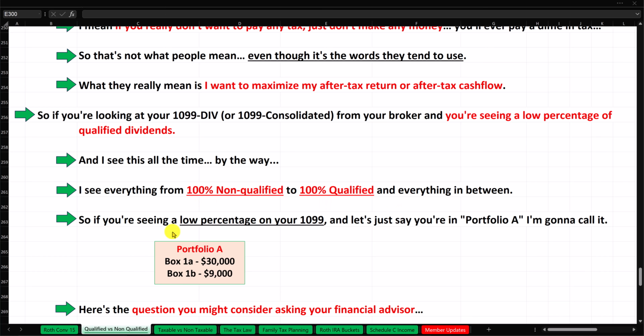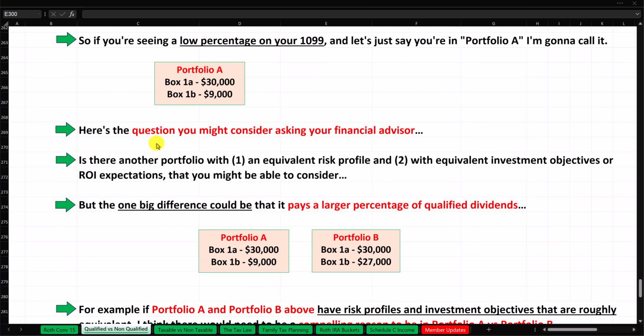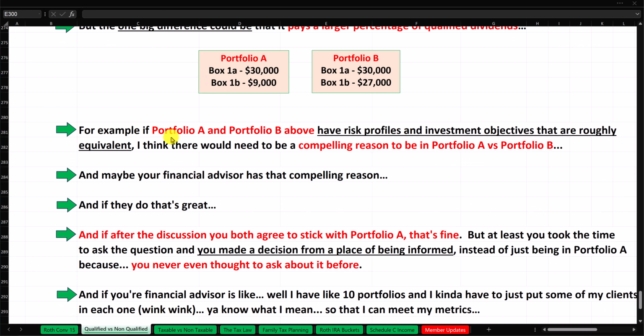So if you're seeing a low percentage of qualified on your 1099, let's just say you're in portfolio A, I'm going to call it right here. Here's the question you might consider asking your financial advisor. Is there another portfolio with one, an equivalent risk profile, and two, equivalent investment objectives or return on investment expectations that you might be able to consider, but the one big difference could be that it pays a larger percentage of qualified dividends?